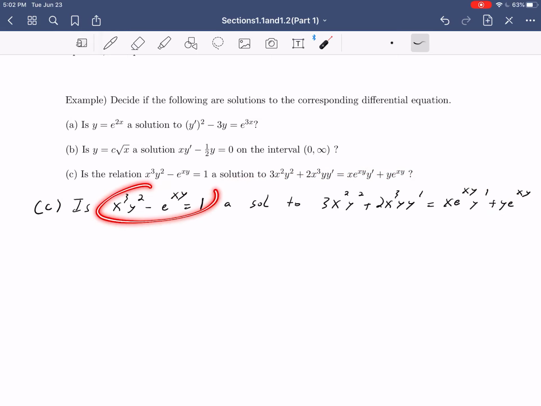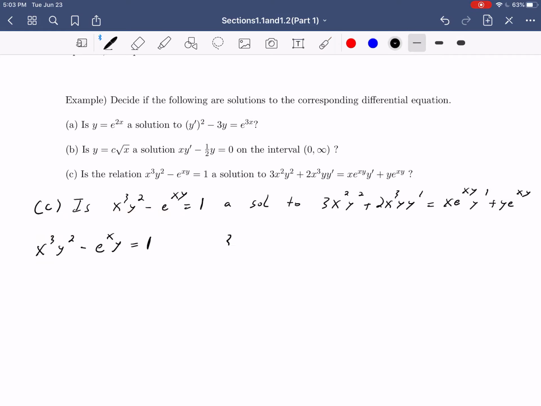So what we're going to need to do is determine something about y prime based on this and then plug it in. Now, of course, to determine y prime here, we don't want to try to solve for y and do it explicitly. We want to try to do it implicitly. So we have x cubed y squared minus e to the xy equals 1. Let's go ahead and differentiate both sides of that.